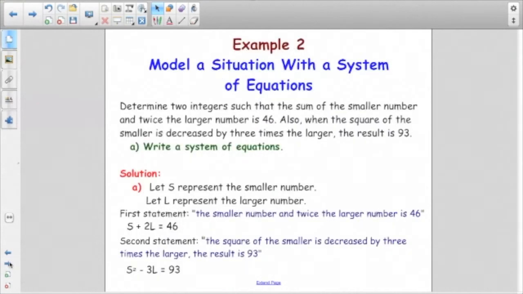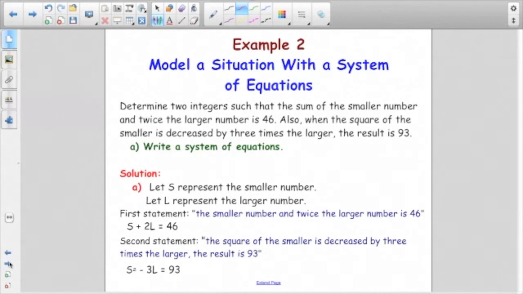Okay, so now we're going to use a situation where we have to put a word problem into some systems so we can solve this. All right, so let's see, we have two integers such that the sum of the smaller number and twice the larger is 46. Also, when you square the smaller, it is decreased by 3 times the larger, which result is 93.